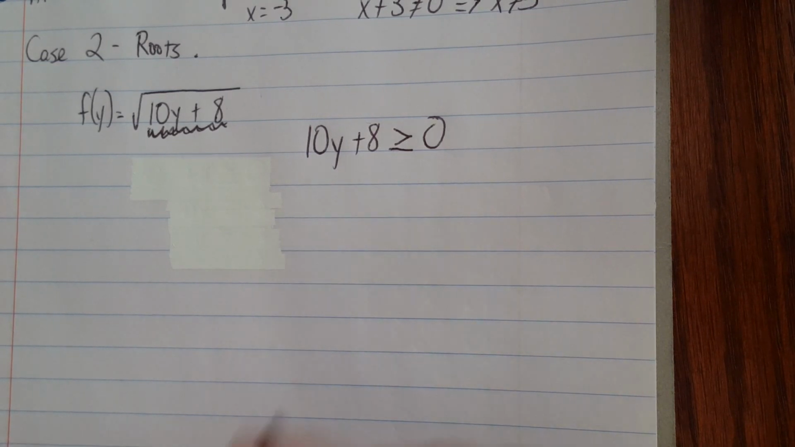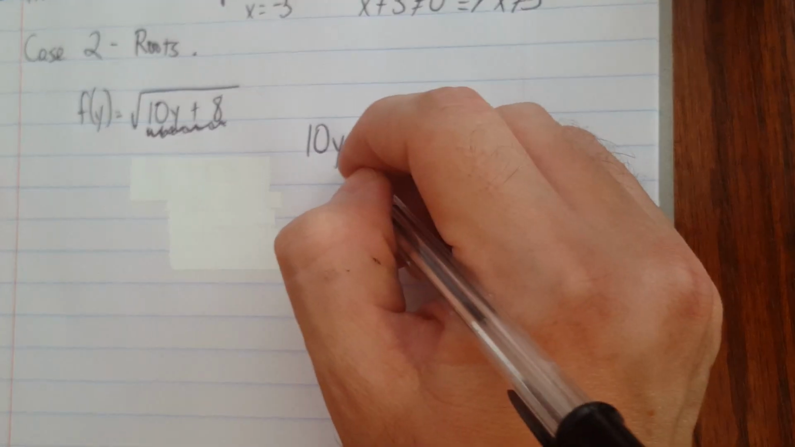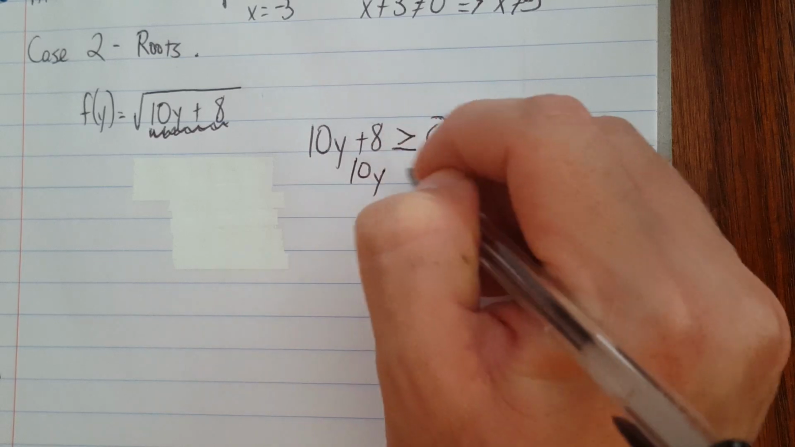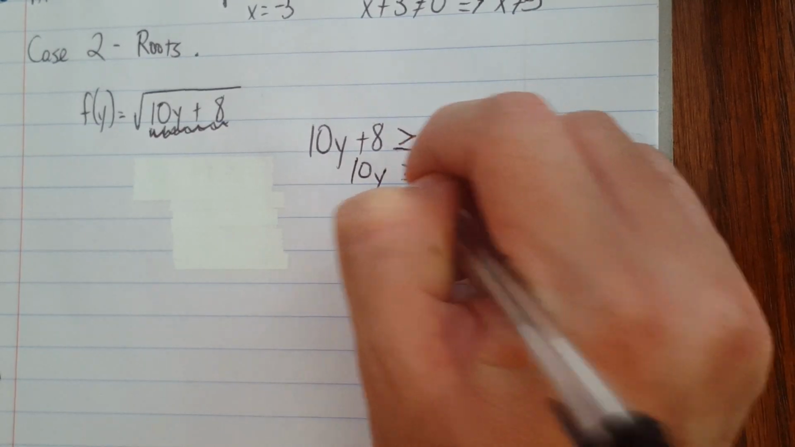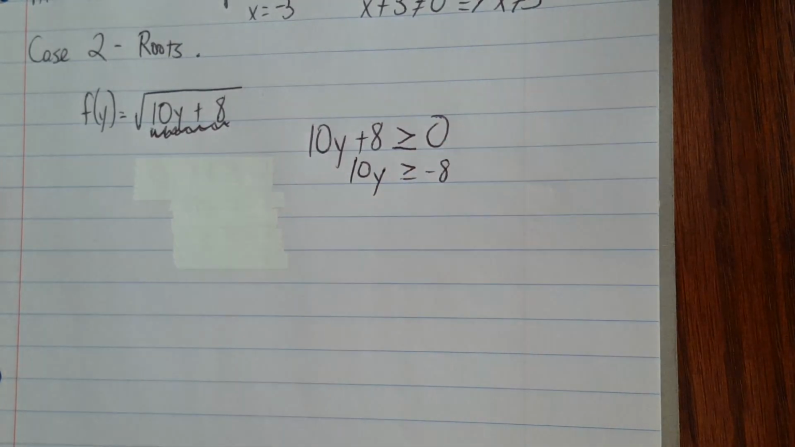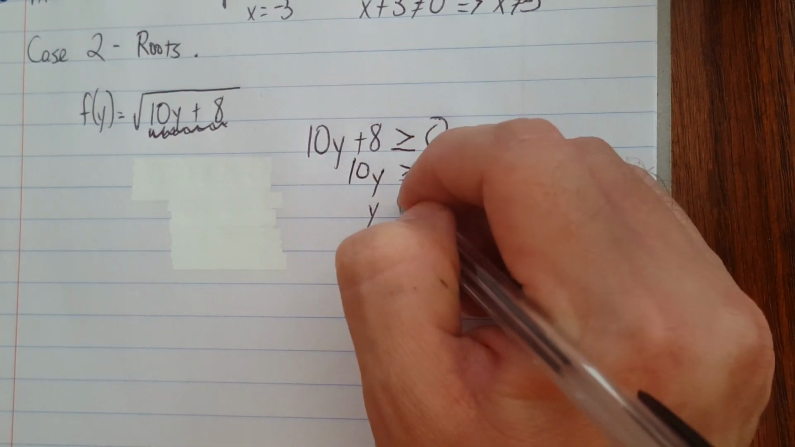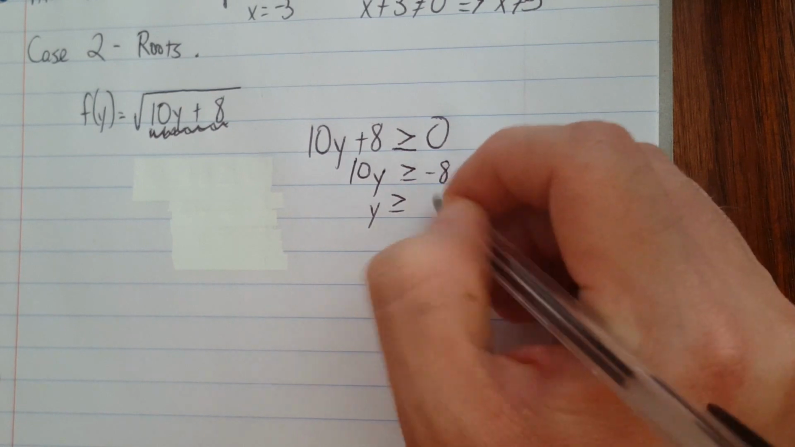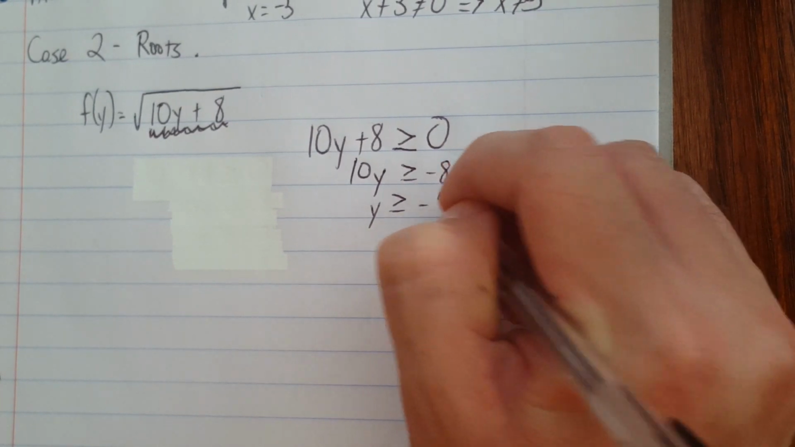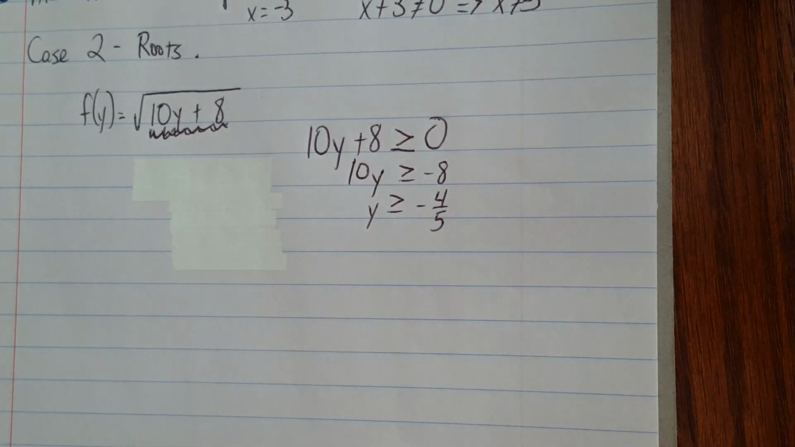So how do we find that out? By solving this. First, subtract 8 from both sides, and you're left with 10y is greater than or equal to negative 8. Divide both sides by 10, and you're left with y is greater than or equal to negative 4 over 5 when you reduce.